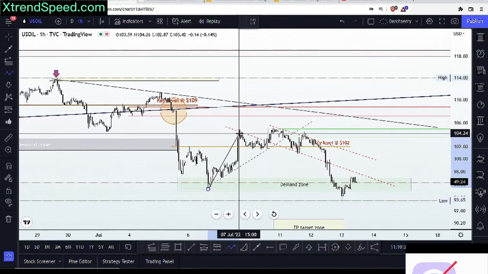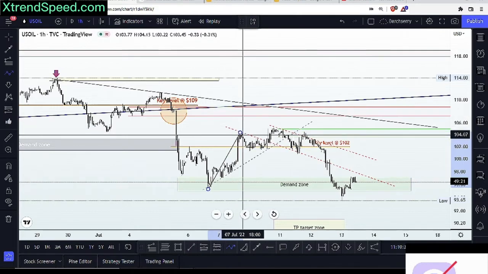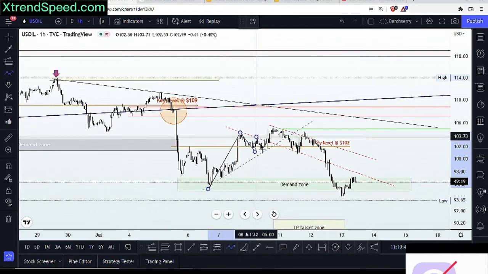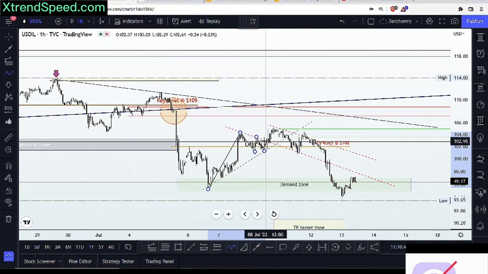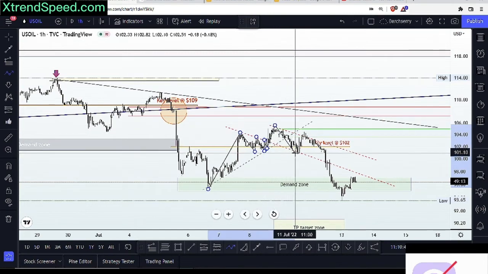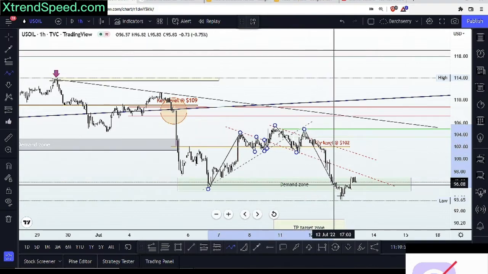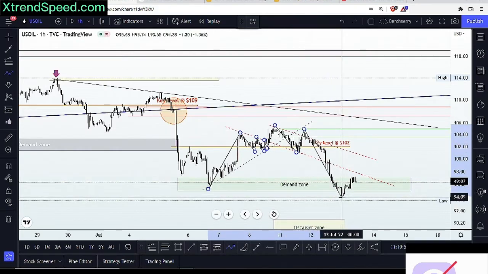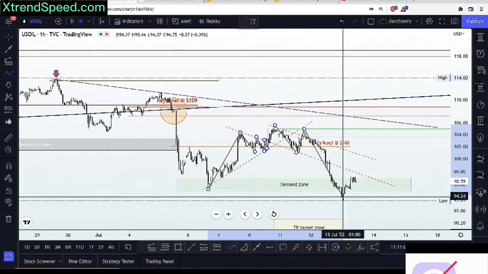So price tested this bearish trend line, came back down, tested it one more time, tested it one more time before we saw the breakout. Then price came back into that bearish trend line, came back up, and then we saw the breakdown of that bearish trend line. Now, to join the rally to the downside, there are two scenarios we want to be looking out for. The first scenario is this.